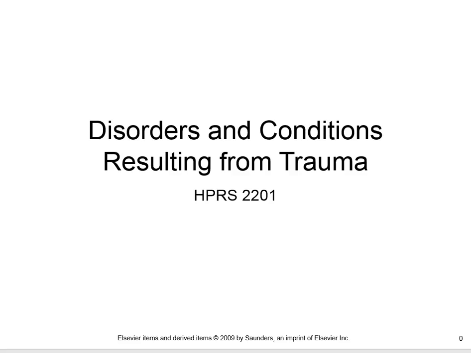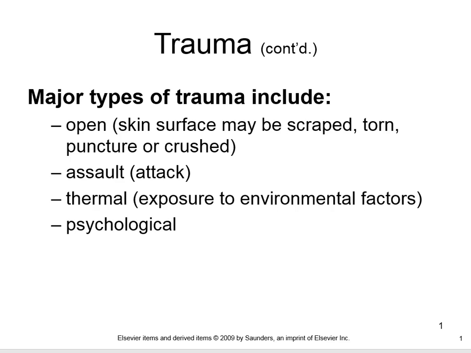Okay, we're going to talk about disorders and conditions resulting from trauma. The major types of trauma include open, in which the skin surface may be scraped, torn, punctured, or crushed; assault, which is an attack; thermal, exposure to environmental factors; or psychological.